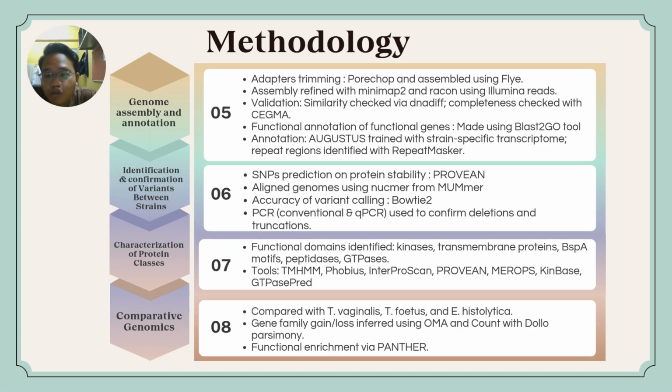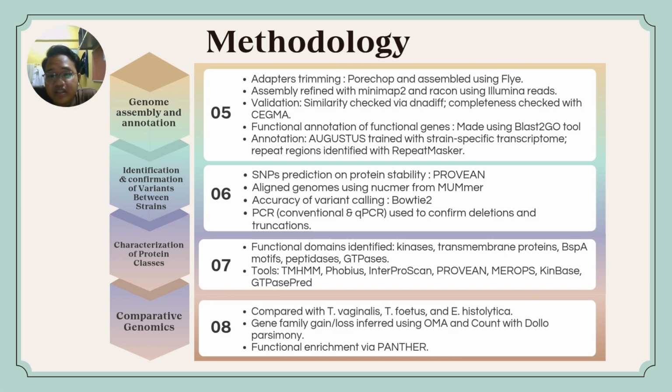After conducting the Illumina and Nanopore sequencing, genome assembly and annotation were conducted by trimming the adapters using Porechop and assembling using Flye. The assembly was refined with Minimap2 and Racon using Illumina reads, and the validation focused on a similarity check via DNAdiff and a completeness check with BUSCO. The functional annotation of genes was made using Blast2GO, and the annotation was done with Augustus and strand-specific transcriptome, with repeat regions identified with RepeatMasker.